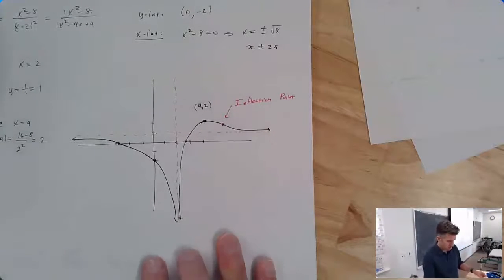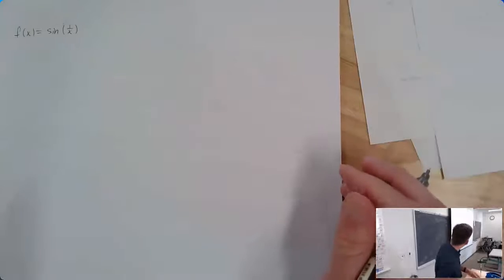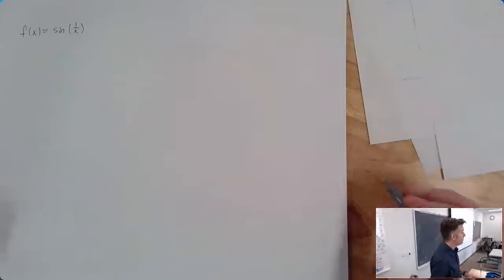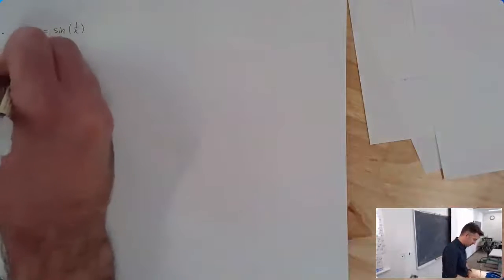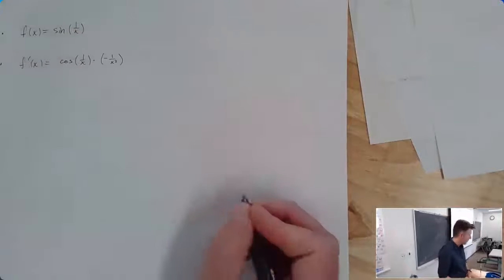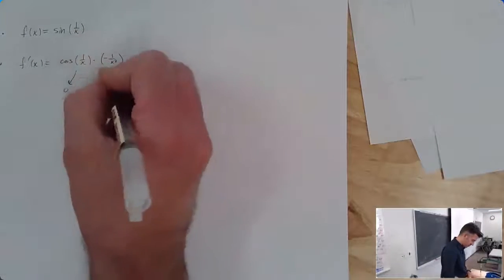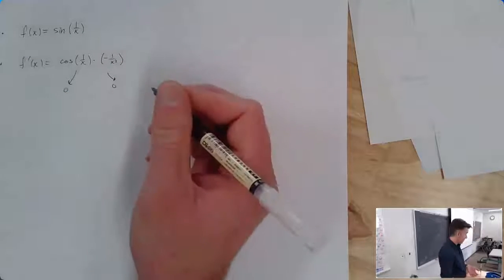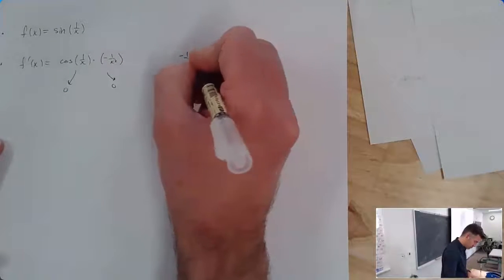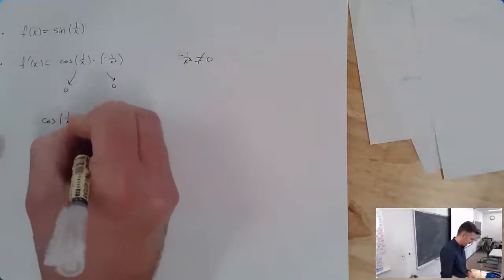To your question, if we were looking at something like sine of 1 over x, and I wanted to find the critical points, I'm going to have a bad day. Take the derivative: f prime of x is cosine of 1 over x times the derivative inside, which is negative 1 over x squared. Now I set each part equal to 0. Negative 1 over x squared never equals 0. But cosine of 1 over x equals 0 a lot.